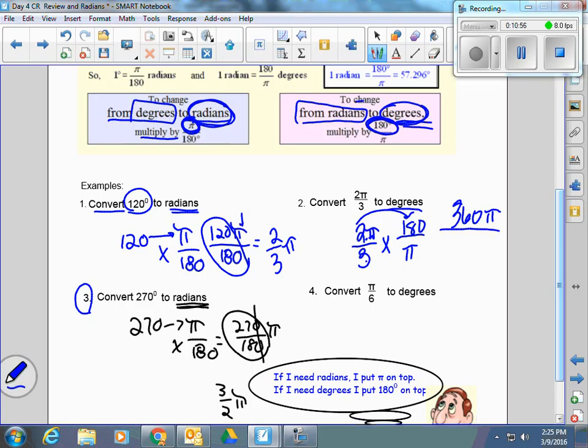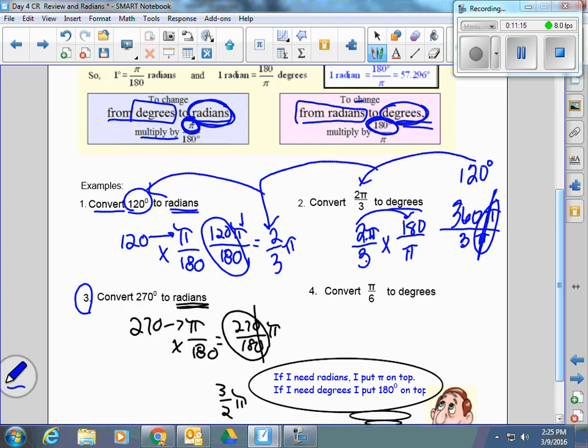And on the bottom, 3 times pi, well, that's just 3 pi. What happens with these pi's? They cancel out. And how many times does 3 go into 360? 120, right? Oh, well, I hope so, because we just did the same problem one way and the other. We did from 120 to 2/3 pi, and from 2/3 pi to 120, and we got the same answer.